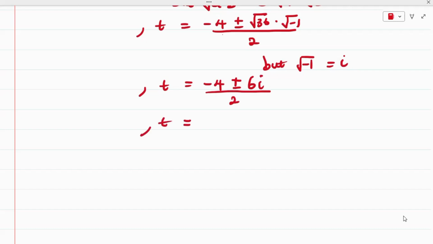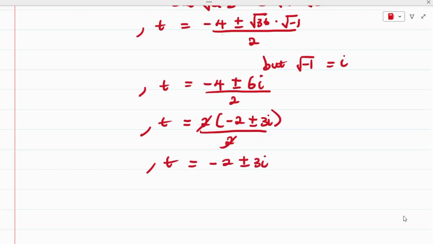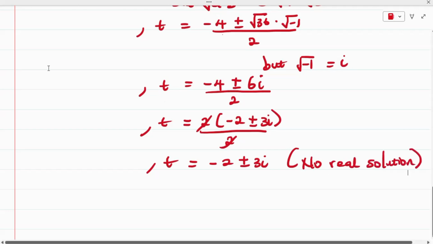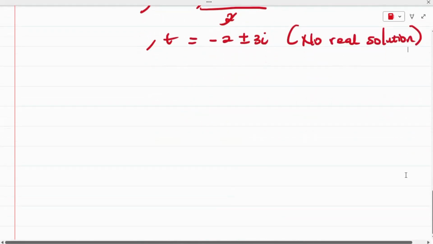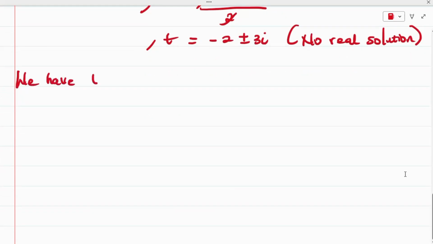So we have that t is equal to, if you factor out 2, minus 2 plus or minus 3i, divided by 2. So we cancel this out, and we have that t is equal to minus 2 plus or minus 3i. So from here we know that there is no real solution from this part. So we want to simply work with the real solution. So for the real solution, we have that t is equal to 3.